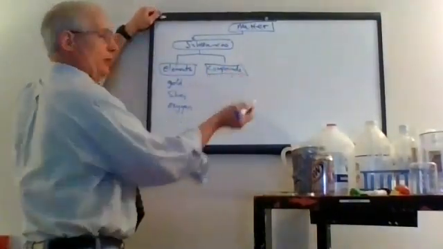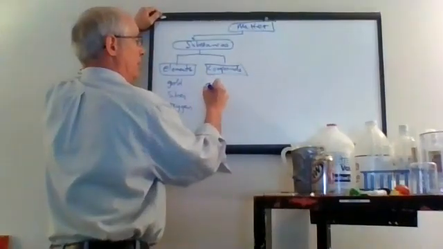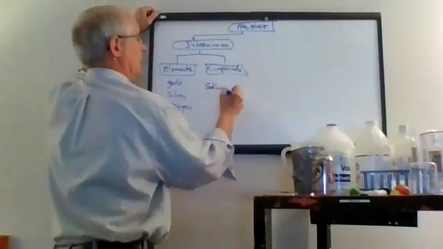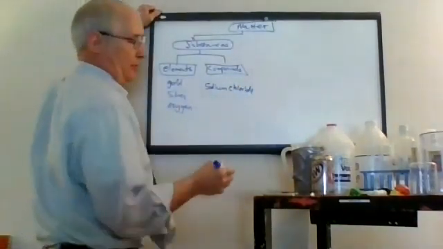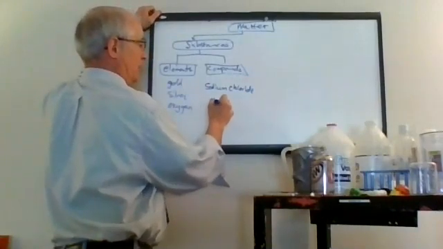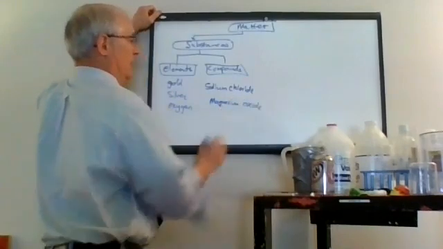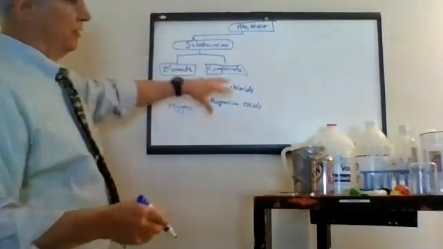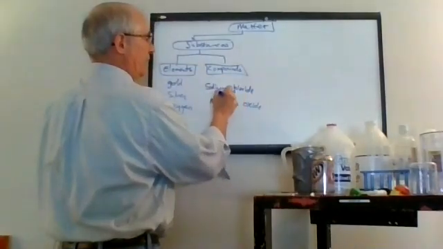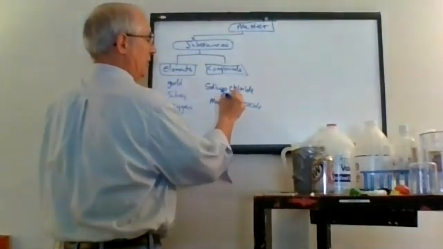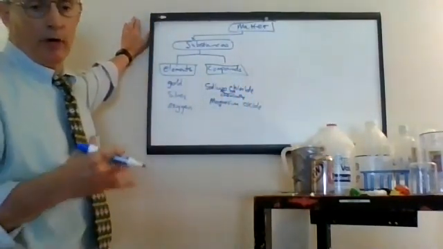Then compounds are made up of elements like table salt, sodium chloride. And another might be, let's just say, magnesium oxide. You can see that elements go into making up compounds. And the way these are held together, they're held together chemically. So in order to pull them apart, you have to pull them apart chemically as well.